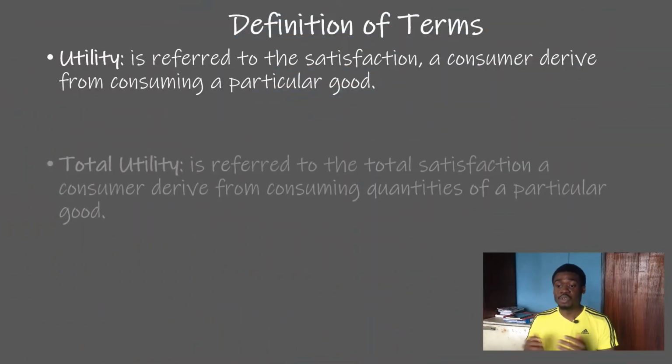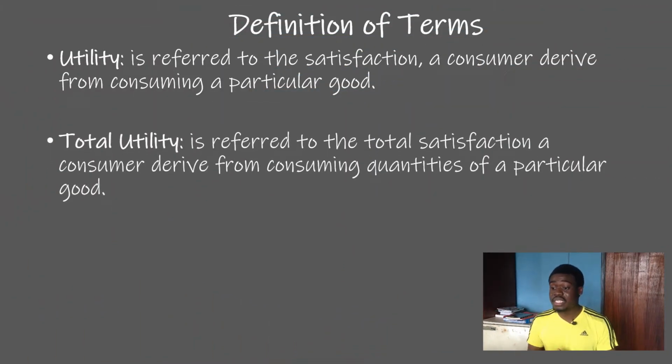And also, we'll be considering the total utility. Total utility is the total satisfaction a consumer derives from consuming quantities of a particular good. Take for example, that Coke that you purchased, the satisfaction you derive from it is utility. Now, say you bought a certain amount of Coke. The total satisfaction you derive from consuming that amount of Coke is called total utility. I hope you get me.